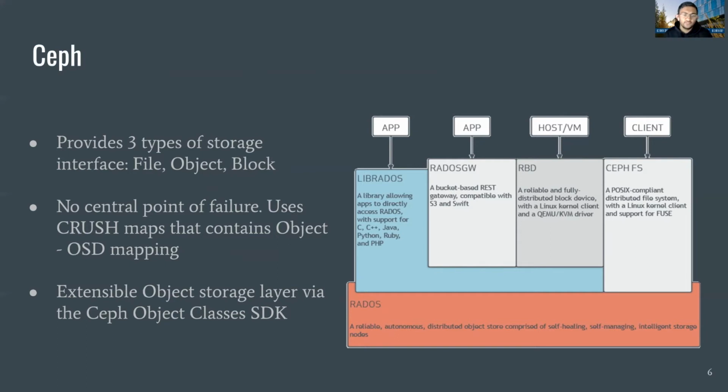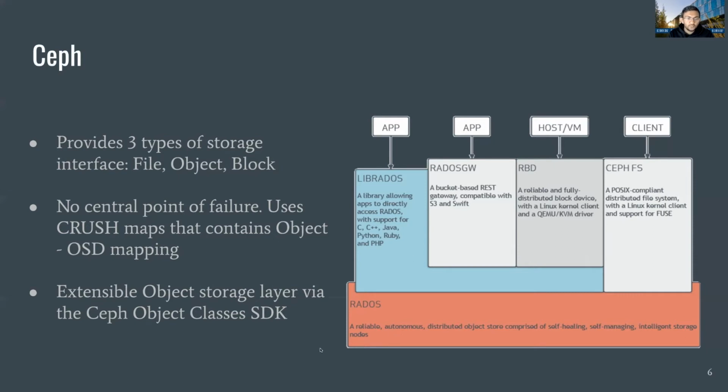One of the main features of Ceph that we use in Skyhook is its extensible object storage layer, which is RADOS, and the presence of the Ceph object classes SDK that allows embedding user-defined functions inside the object storage layer to be able to modify objects in a user-defined manner in the IO path, in the object store IO path.